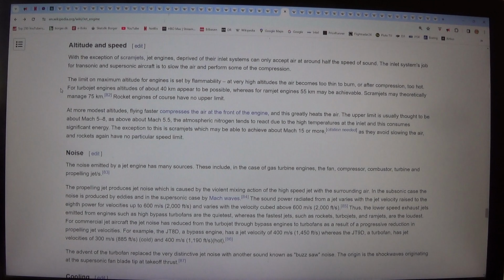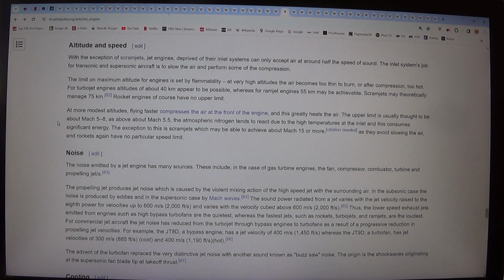At more modest altitudes, flying faster compresses the air at the front of the engine, and this greatly heats the air. The upper limit is usually thought to be about Mach 5.8, as above about Mach 5.5 the atmospheric nitrogen tends to react due to the high temperatures at the inlet, and this consumes significant energy. The exception to this is scramjets, which may be able to achieve about Mach 15 or more, as they avoid slowing the air, and rockets again have no particular speed limit.